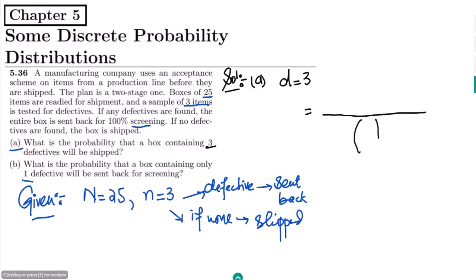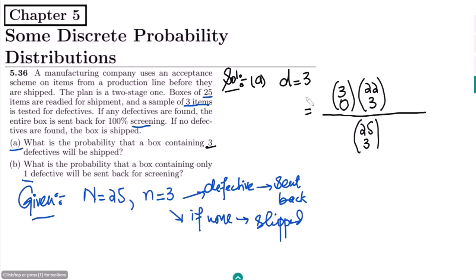So first of all, let me write the total number of combinations. From 25, 3 items should be taken. 25 choose 3. These are the total number of combinations which have to be taken from these 25 items. Similarly, if 3 defective items are present and it is accepted for shipment, it means that none of these 3 items is selected. So 3 are available in the 25 while none is selected within the scrutiny time. Similarly, the remaining items were 22 which were non-defective, and all the 3 items were selected from these 22.